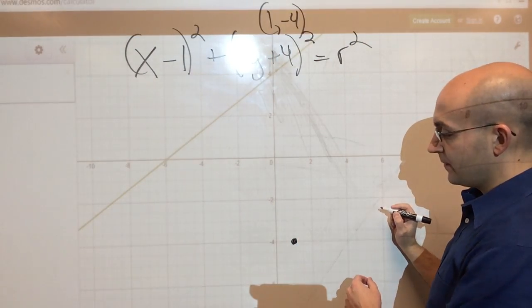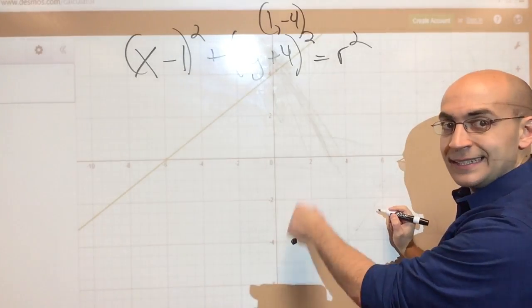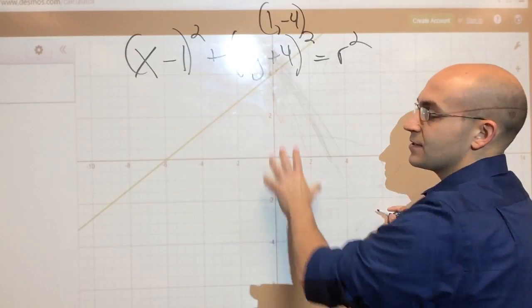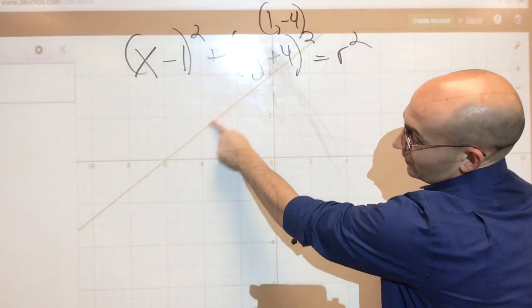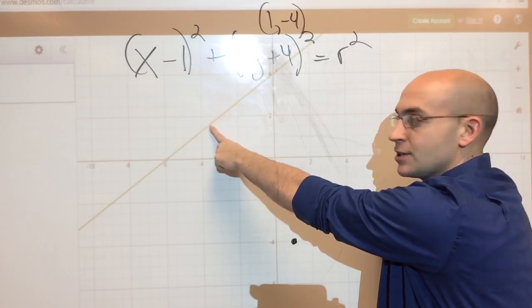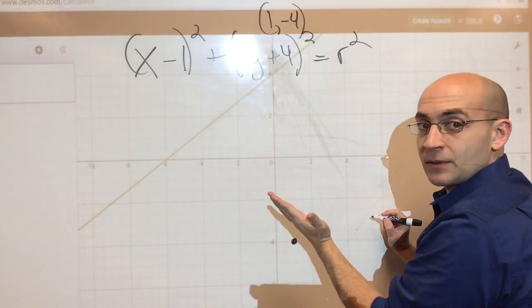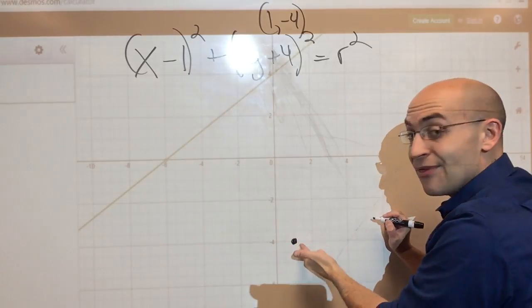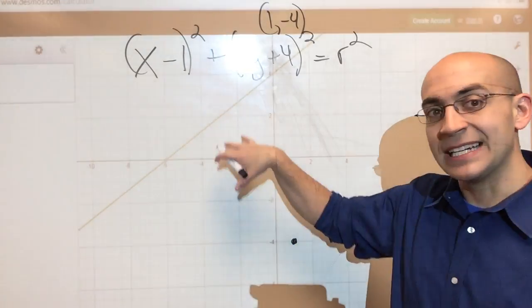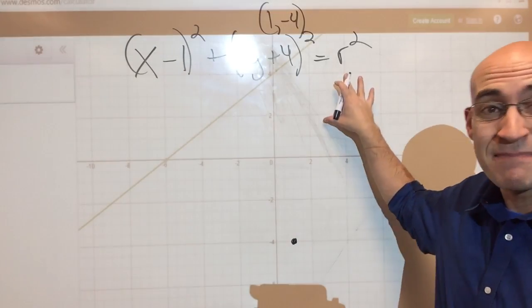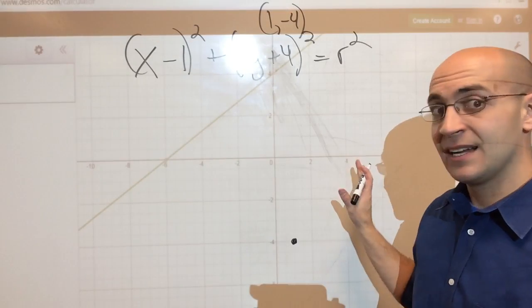Now, if this line is tangent to the circle, that means this line only touches the circle in one spot. So it's going to be somewhere in this area, right, where it's going to touch. If I find a perpendicular line from this line going through that point, I can find out what the radius is, because that's the only thing that's missing to find this circle. That's it.